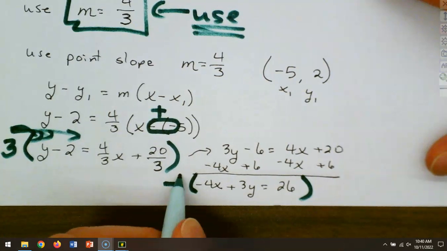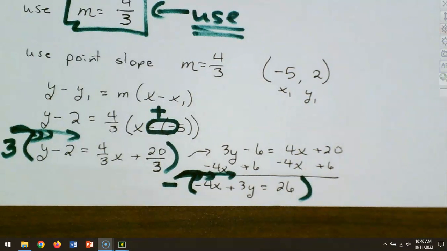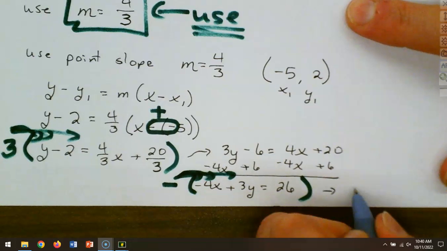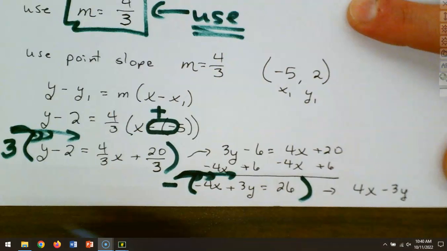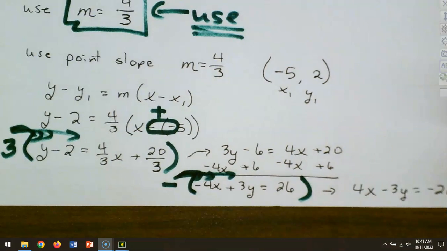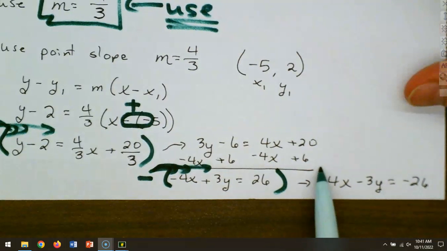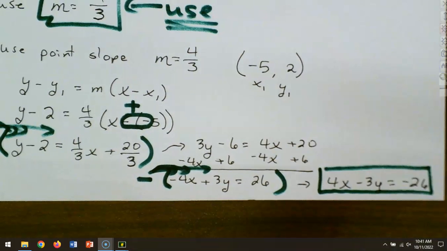So put the negative out in front. Distribute it through. And what are we left with now? We are now left with 4x minus 3y equals minus 26. And that is your answer in standard form. Okay.